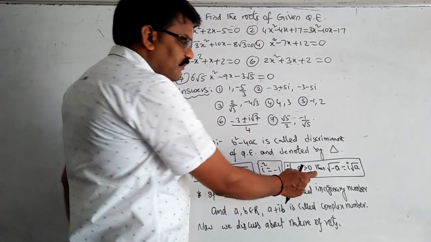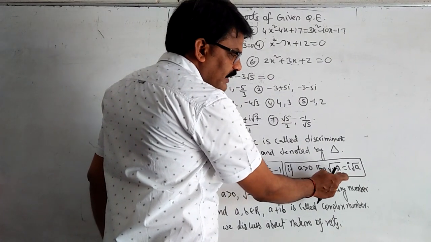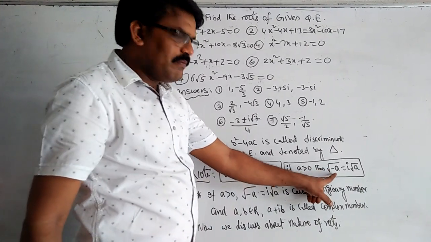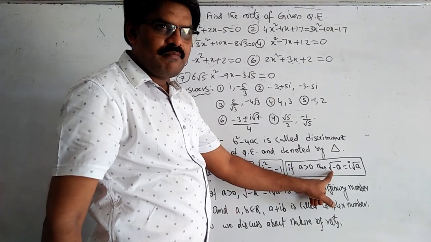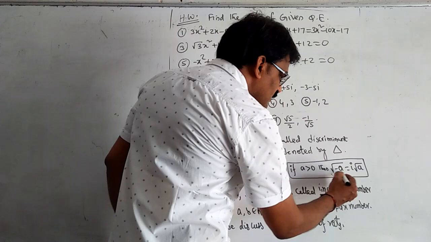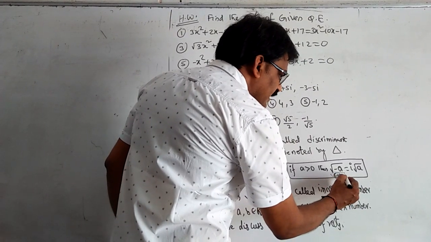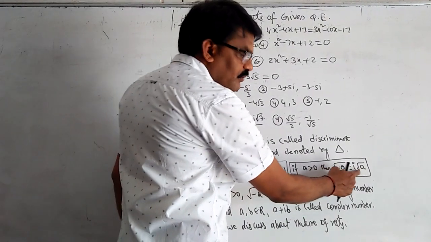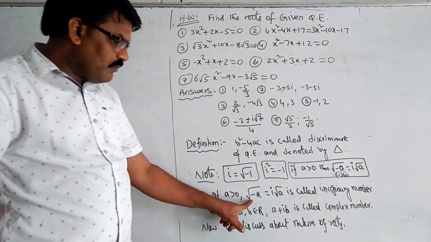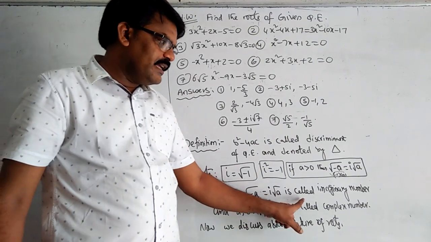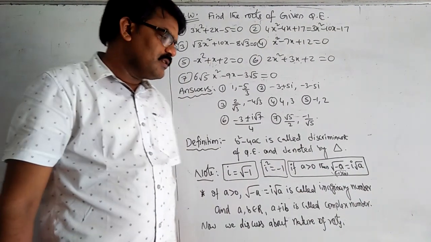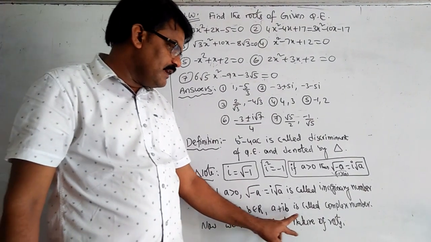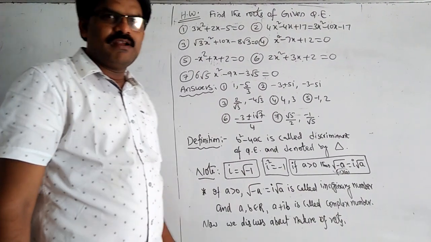If a is greater than 0, then root over minus a can be written as i into root a, because root over minus a means root over minus 1 into a. So root over minus 1 is i, so i into root a. So root over minus a is equal to i into root a, which is called an imaginary number. Suppose a and b are real numbers, then a plus ib is called a complex number.